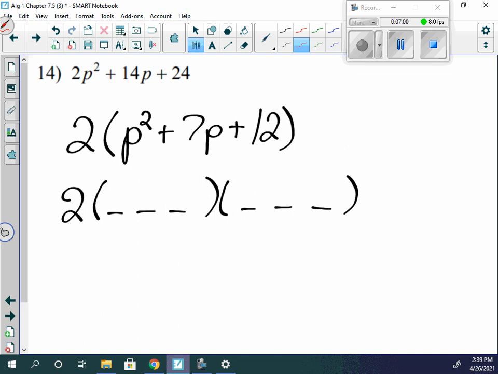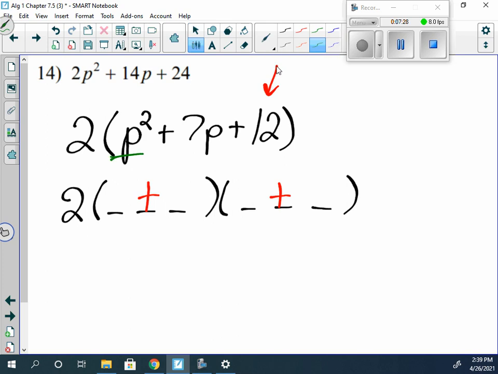So we want to see if this factors, and most all the ones that we're going to cover and deal with are going to be factorable. So we'll be able to factor them. Now, since the third term is positive, our signs are the same, and they match the sign of the middle term. So we would have plus and plus.